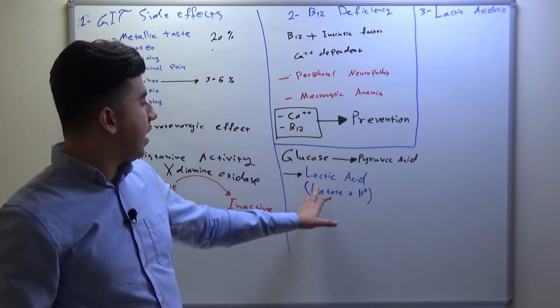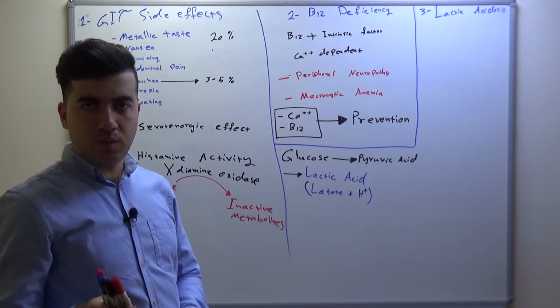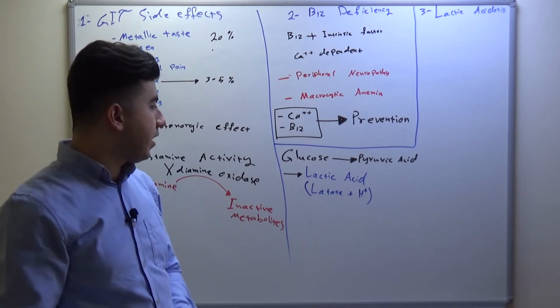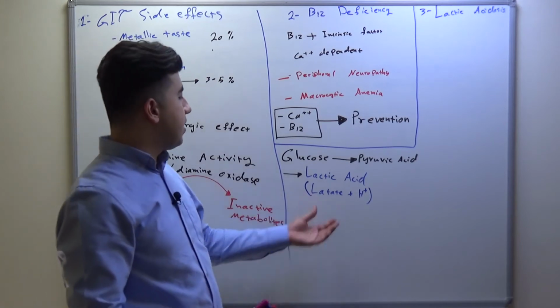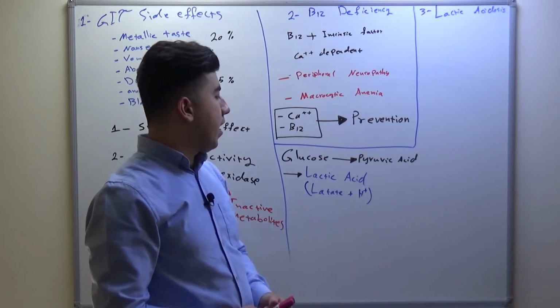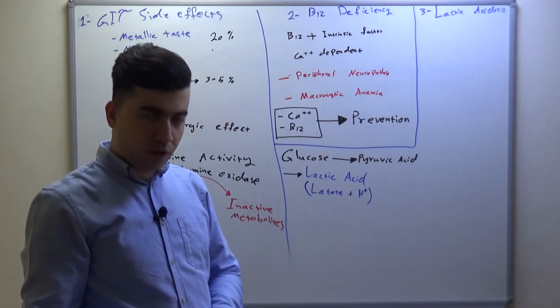At the same time, lactic acid production increases. Metformin increases lactic acid production and inhibits lactic acid clearance. So the lactic acid accumulates in the body, and at the same time hydrogen ions. Hydrogen ions reduce the blood pH and cause acidosis.